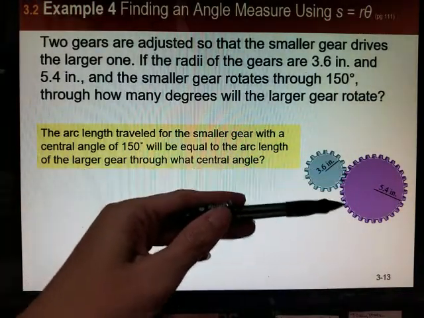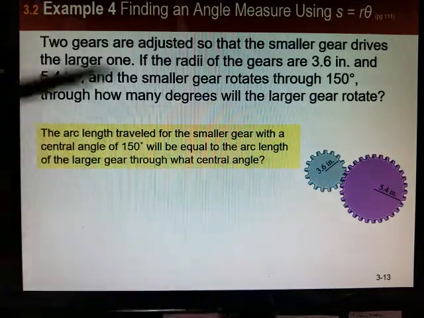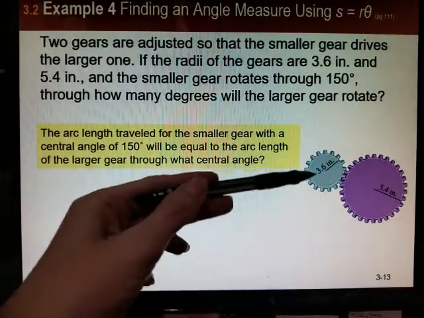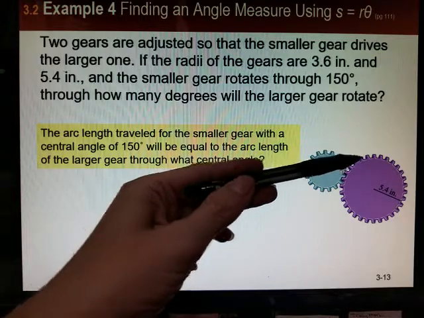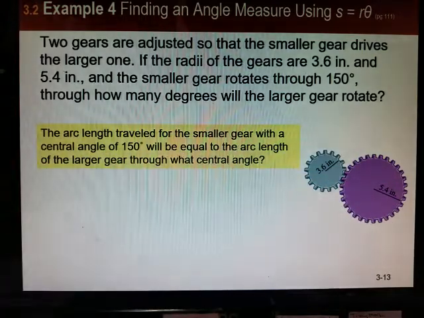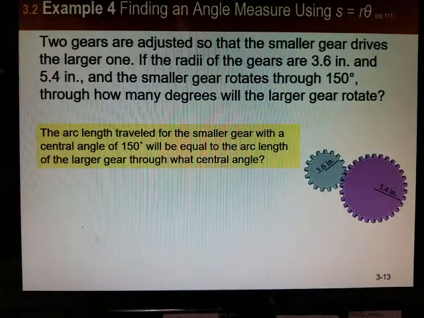The larger one had to travel the same arc length. For that to happen, as this little gear starts turning, it's going to turn faster while the bigger gear would be turning slower in terms of revolutions per minute anyways.